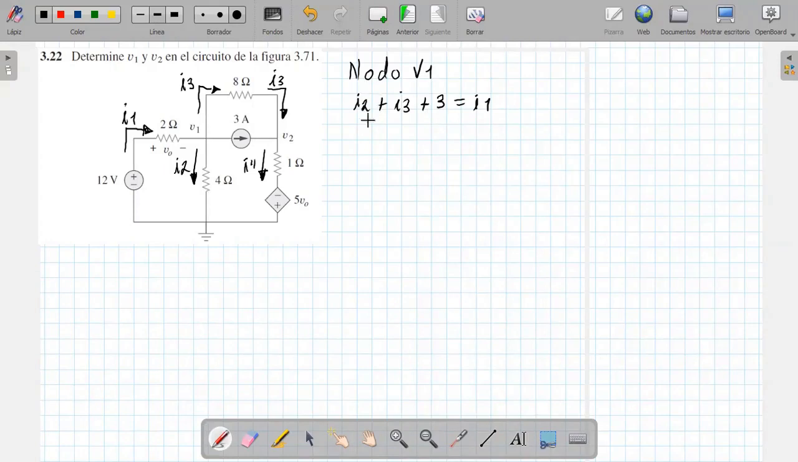Now, the I2, referred to here, is the voltage V1 over 4. It would be V1 over 4, yes? The current I3, since the current has this direction, would be V1 minus V2 over 8, plus the 3 amperes, will be equal to the current I1.